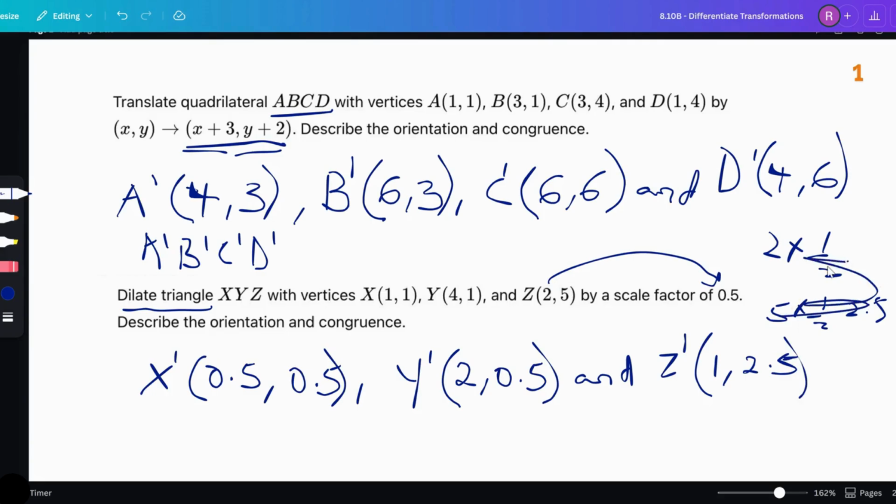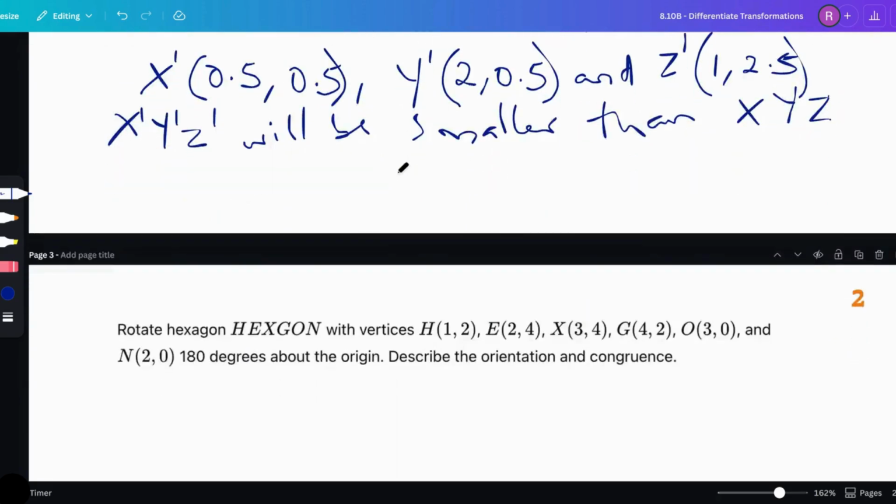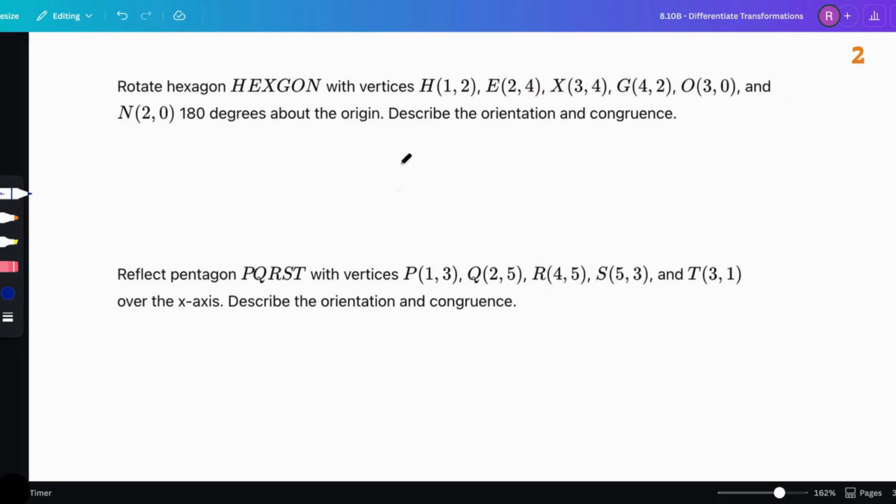So what do you notice about this dilated one? You notice that this dilated triangle will become smaller. X prime, y prime, z prime will be smaller than x, y, z. Why? Because we dilated by a scale factor that is greater than 0 but less than 1. Once you dilate with a scale factor greater than 0 but less than 1, the shape becomes smaller. So that is what dilation does. It changes the size of the shape. It either reduces it or makes it bigger.